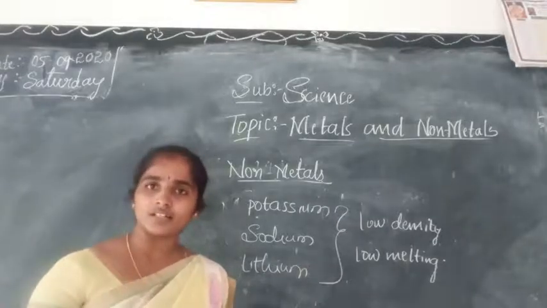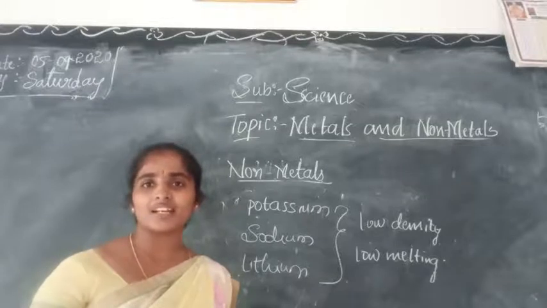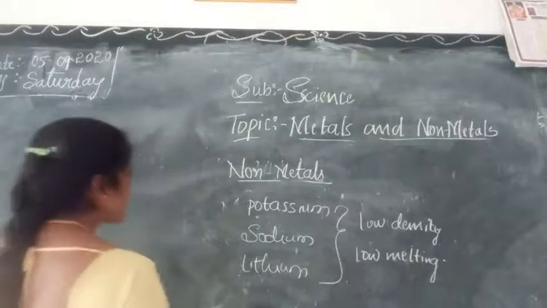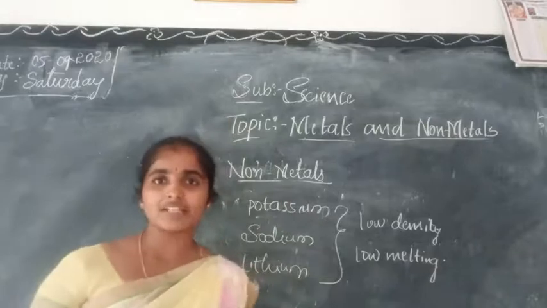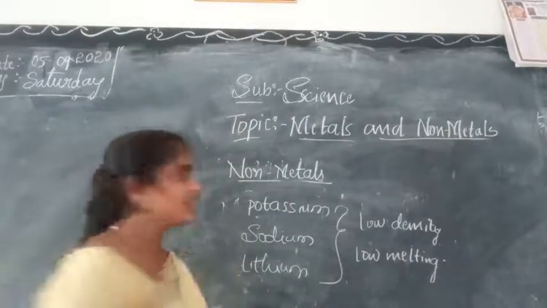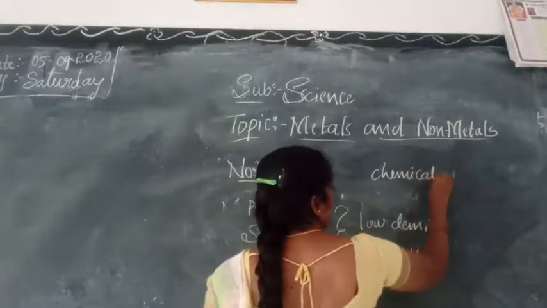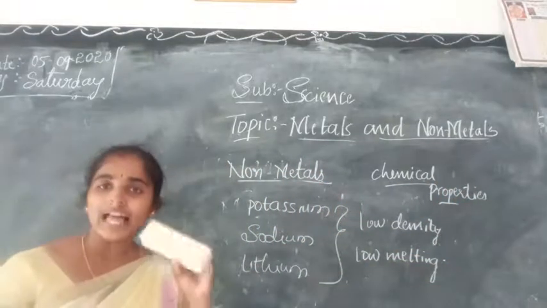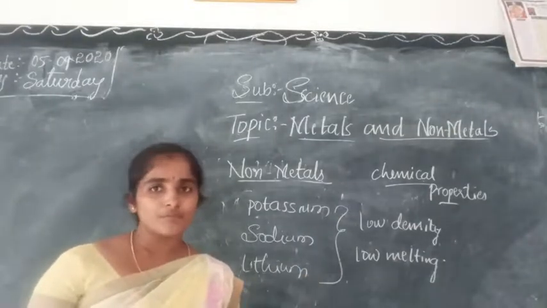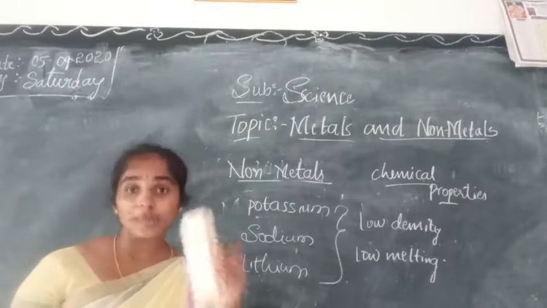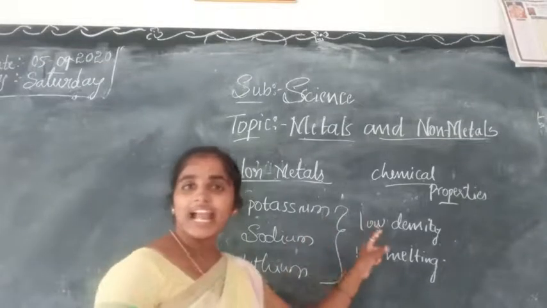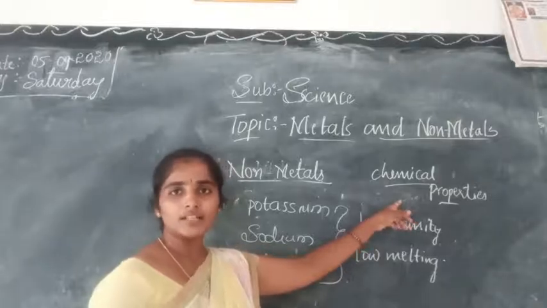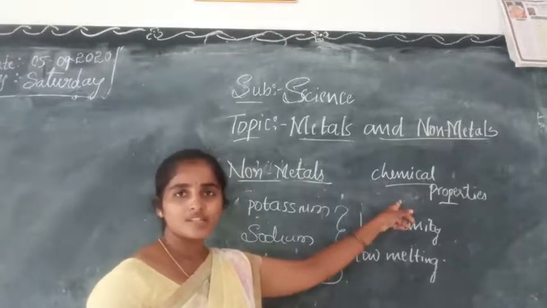How do we classify metals? Yes, we classify them perfectly through chemical properties. We can judge whether it is a metal or a non-metal on the basis of chemical properties. Clear about it? We cannot classify the element as a metal or non-metal on the basis of physical properties, but we can classify elements into metals and non-metals on the basis of chemical properties. Shall we move on to the next?